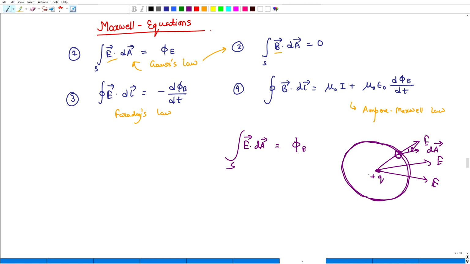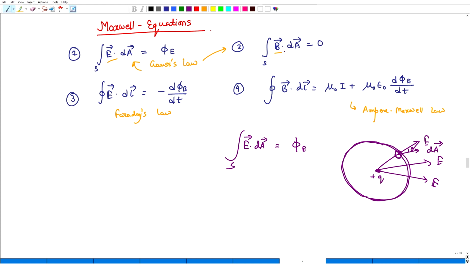So it is clear that if there is a point electric charge q, then there will be a non-zero electric flux. If q is 0, that means there is no charge, then phi E will also be 0. So this is the first law.